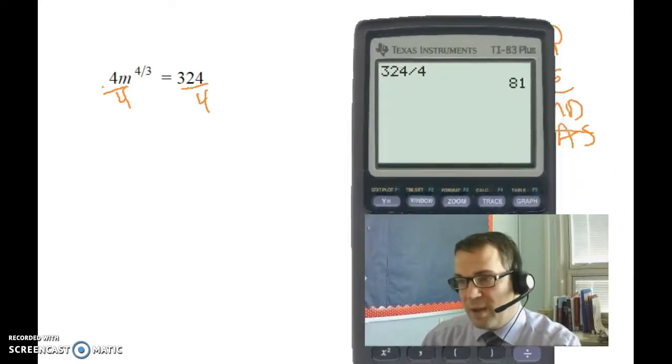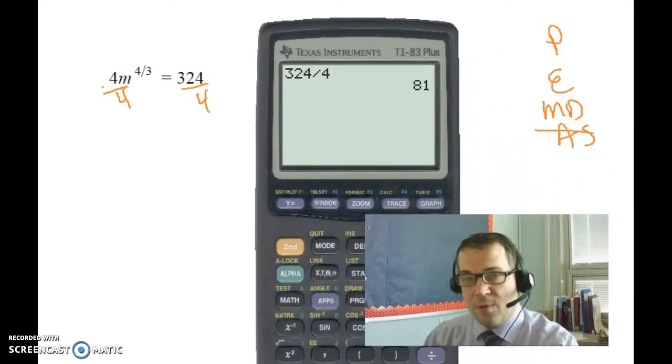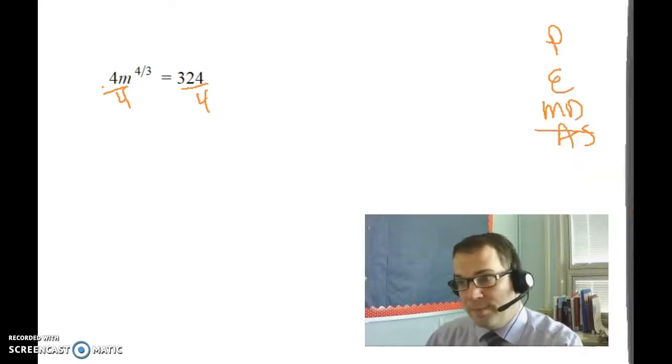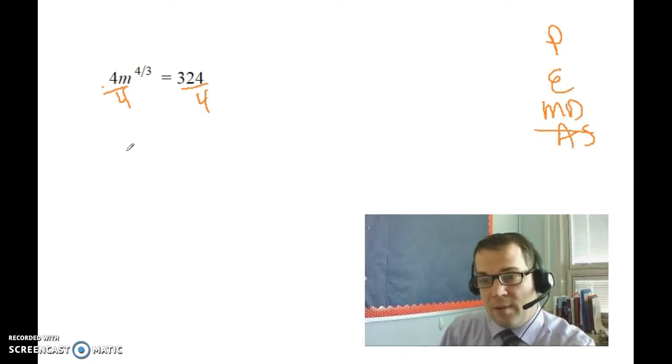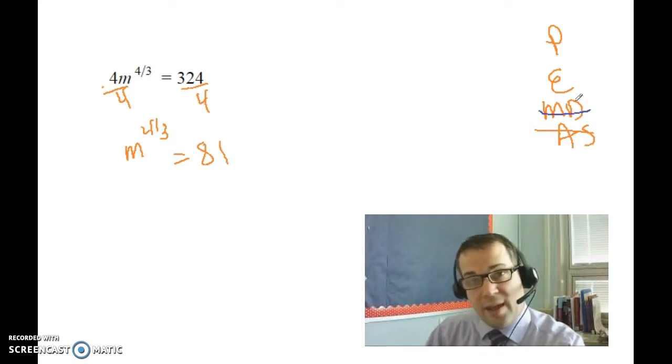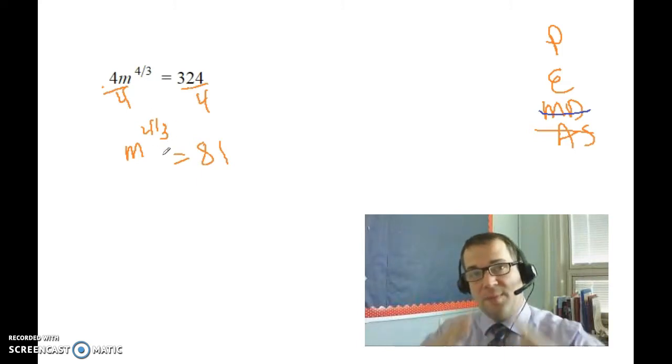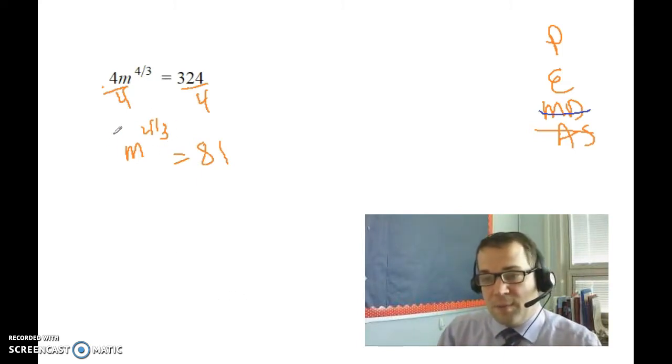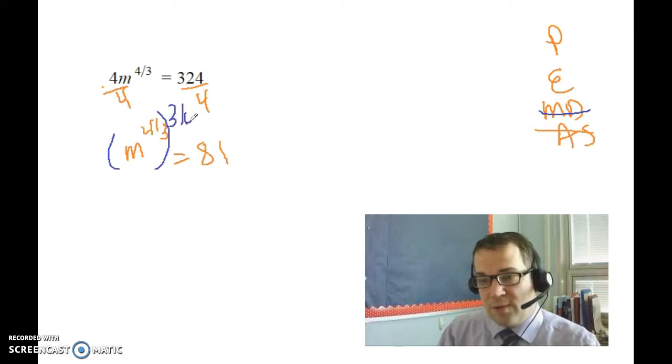Not something I really want to do in my head, so 324 divided by 4 is 81. So I have m to the 4/3 power equals 81. We're now in a position to get rid of the exponent, and the way we get rid of a fractional exponent is to take the reciprocal of that fraction. The reciprocal of 4/3 is 3/4.